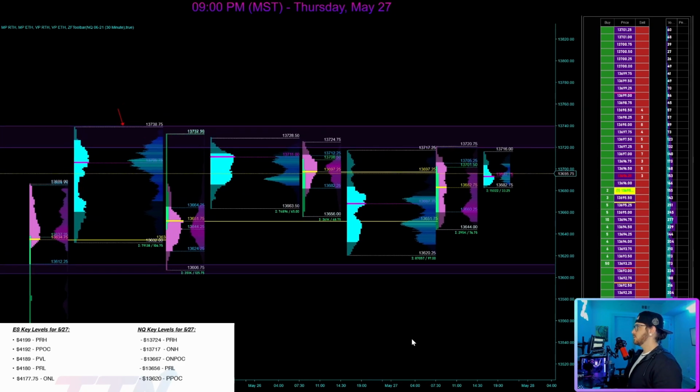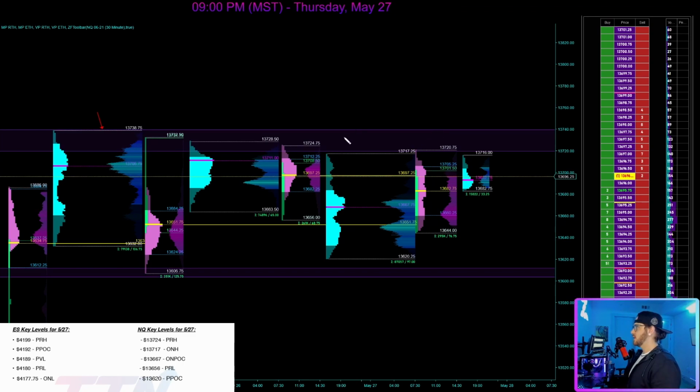First and foremost, just like ES, I was looking at prior range high, 13.724. The level below that was the overnight high, 13.717. Third level was the overnight point of control down here at 13.667. Fourth level was the prior range low down at 13.656. And I just noticed I had a little typo on the trade plan. It previously said PPOC, which was prior point of control, and 13.620 was actually the overnight low. So that was my last area of interest there.